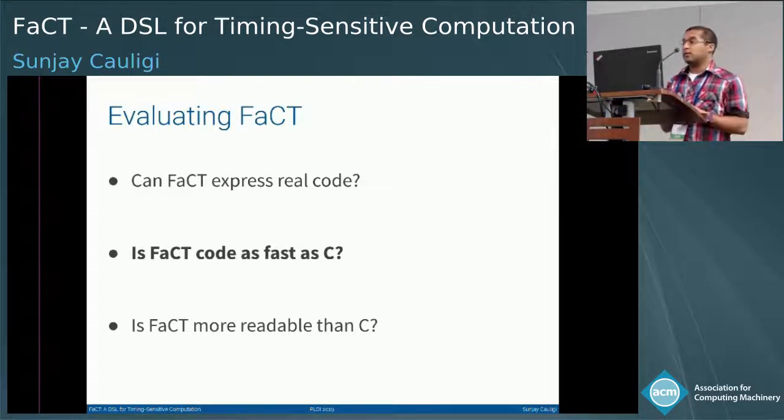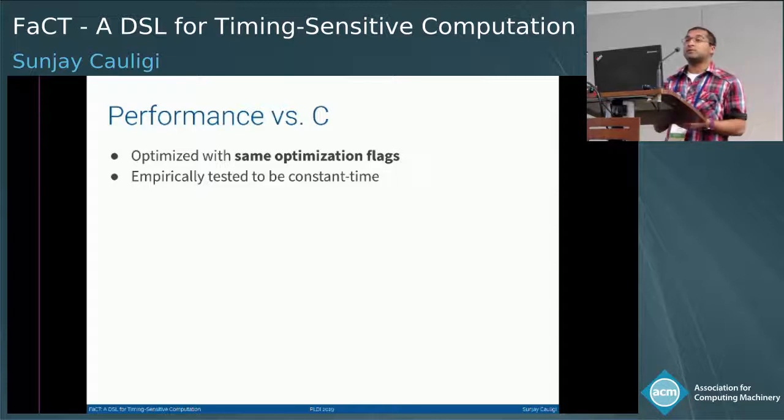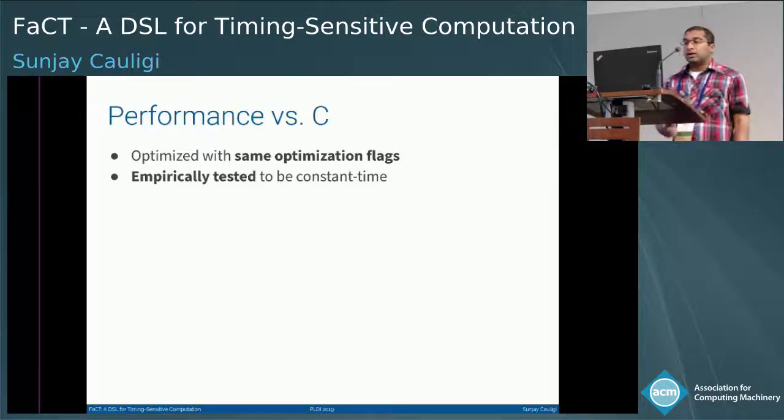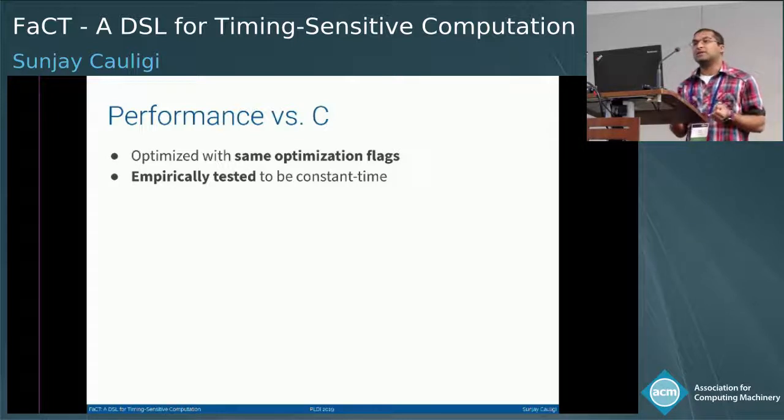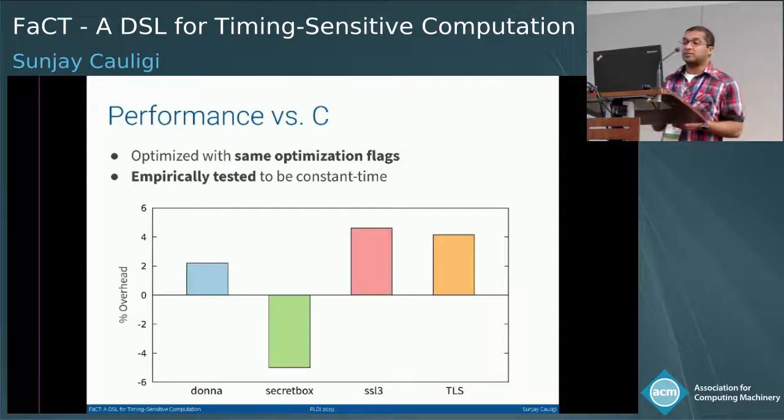So next we want to know, is FaCT code as fast as C in terms of performance? So we had our compiler produce LLVM bytecode, which we optimized using the same optimization flags as the corresponding C code. And we used a tool called DudeCT to check whether our resulting code was constant time. DudeCT is a tool that runs your program several million times and checks for any statistically significant timing variations based on the inputs. And we did check with DudeCT, and we're empirically still constant time after optimizations.